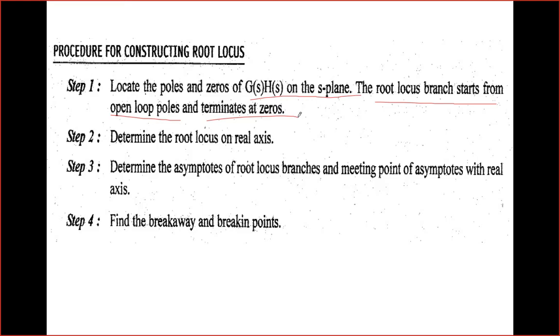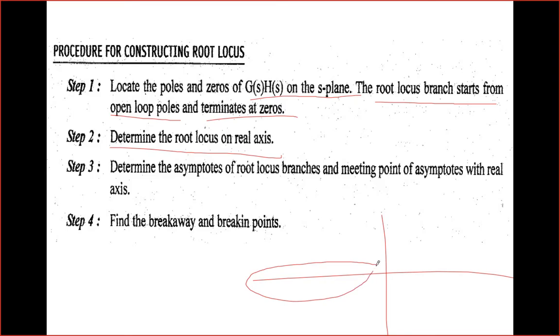If you cannot understand this now, when we are drawing the root locus graph, I'll show you how it starts and how it ends at some point. The second step is to determine the root locus on the real axis. First you have to find poles and zeros. Second, determine the root locus on the real axis, that is, the negative real axis and positive real axis. For example, I am drawing the x and y axes. We are going to find the roots on the real axis, and check whether root locus exists there.